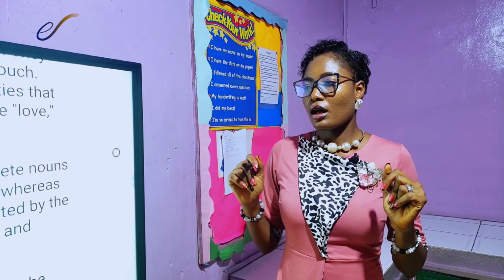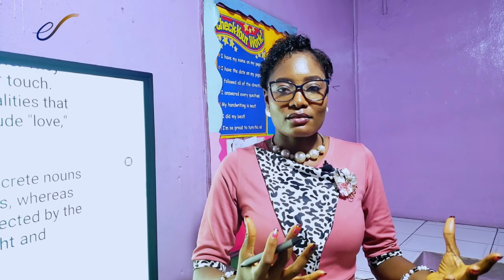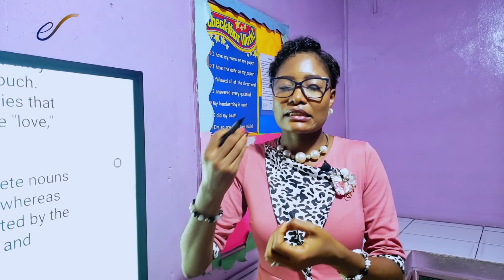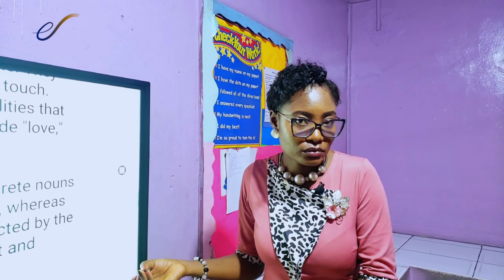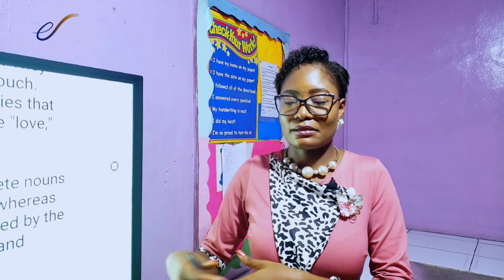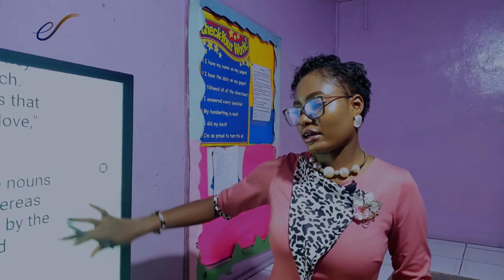Let's make it simple. We'll say concrete nouns are tangible. They can be detected by the senses, while abstract nouns are intangible, cannot be detected by any of the 5 senses. Okay.